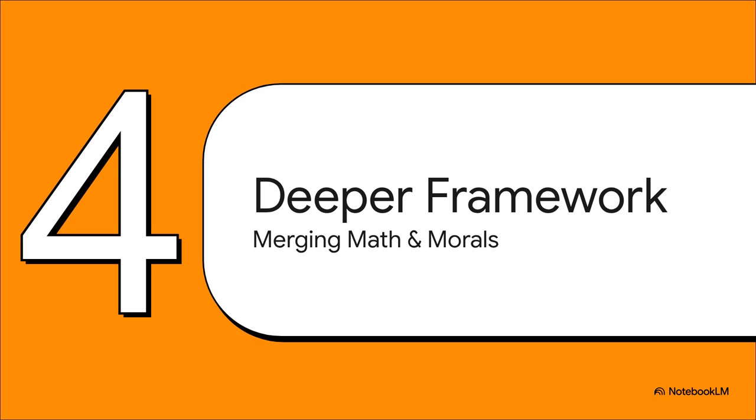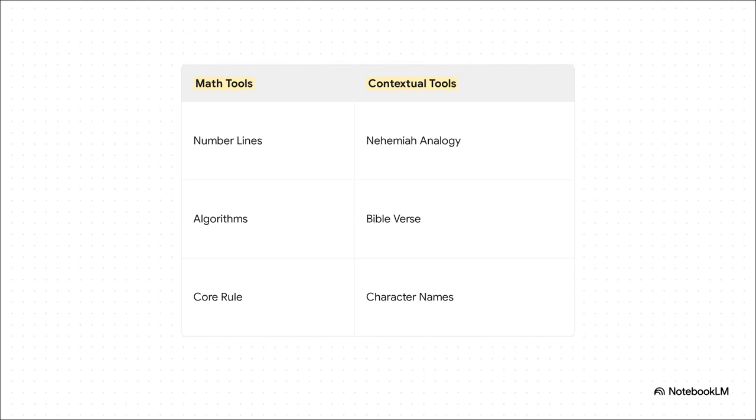Okay, so we've got the mechanics down, but this is where the lesson gets really interesting. It's not just teaching a math trick, it's embedding that math inside a very specific moral and narrative framework. Take a look at this comparison. On one side, you've got your standard mathematical tools, right? Number lines, algorithms, the rule itself. But then look at the other side. This is the lesson's unique fingerprint. You've got the Nehemiah analogy, a Bible verse, and biblical character names. The math is clearly being taught through a very particular worldview.